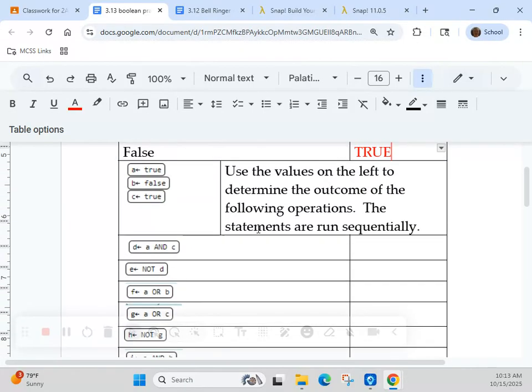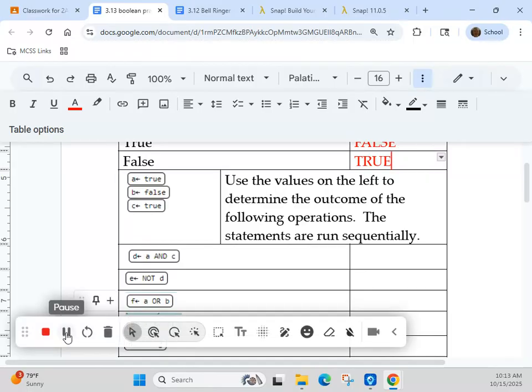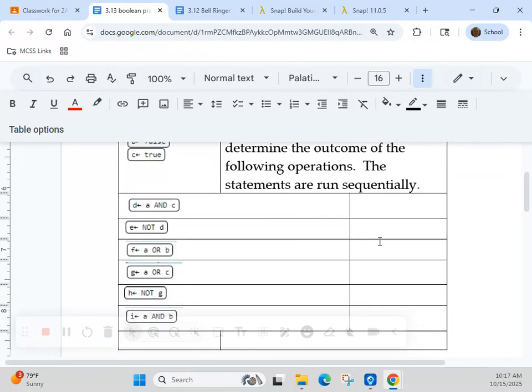So here's what I'd like for you to do. Here you're given some values: A is true, B is false, and C is true. Take 2 minutes, run through this, and see what values you get. Then we'll put the answers up here so you can see what's going on.